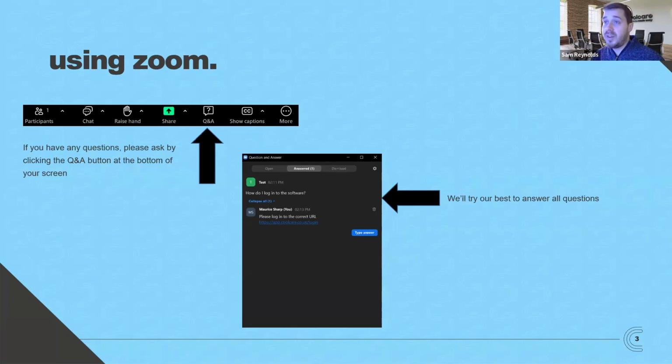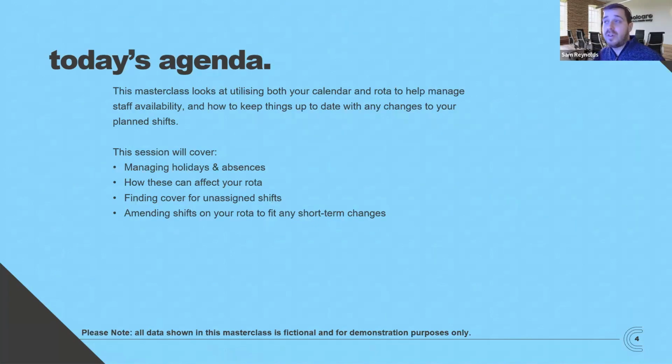So what we're looking at today is the calendar and our rota, looking at staff availability to do with holidays and absences specifically, how you can add those onto the system, how they can affect your rota in different ways, and how you can then use that rota to help find cover for those shifts or amend it as things change. You'll keep things updated with any changes to your staffing as they happen with the holidays and absences that you add on there, and how it all feeds into one another. So without further ado, I will swap over to my demo system and we can get started. Just bear with me one moment as I do so.